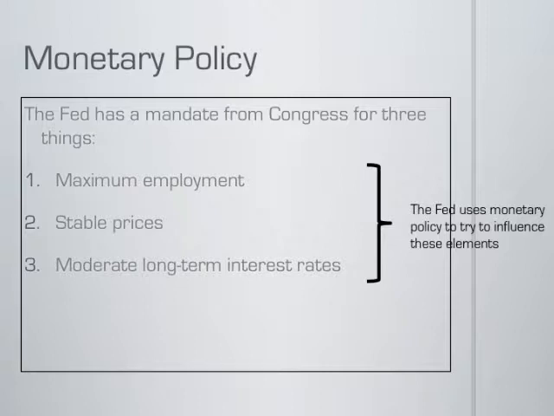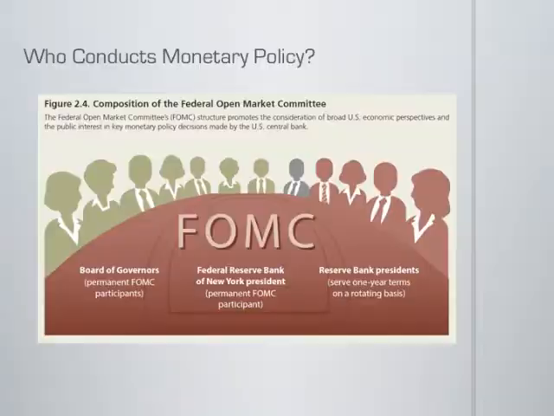We don't want very high interest rates. We don't want very low interest rates. We need normal interest rates in the system. And the Fed uses monetary policy to try to influence these elements in the economy. And when I say the Fed, who's conducting the monetary policy? This is where the Federal Open Market Committee comes in. This is the members of the Board of Governors, the New York Fed president, and, rotating, 5 of the other 11 Federal Reserve Bank presidents. These are the folks that are sitting together, having a meeting, trying to control and influence these factors in the economy.